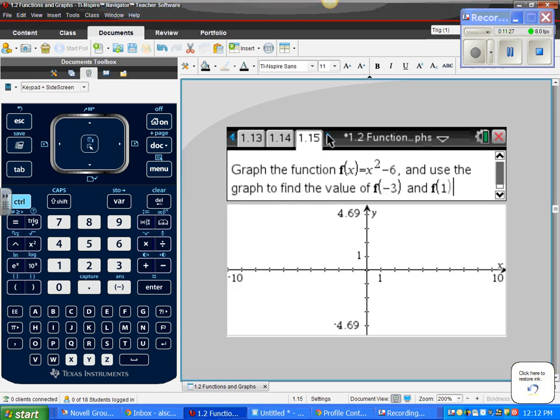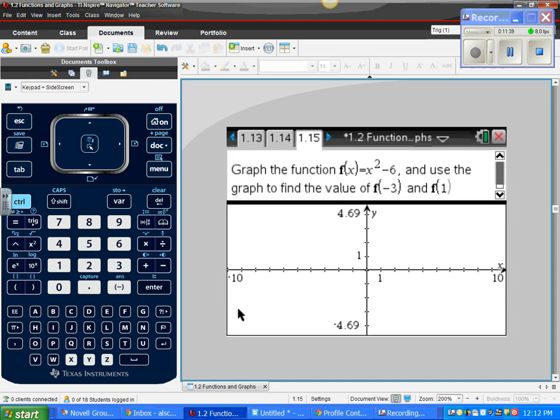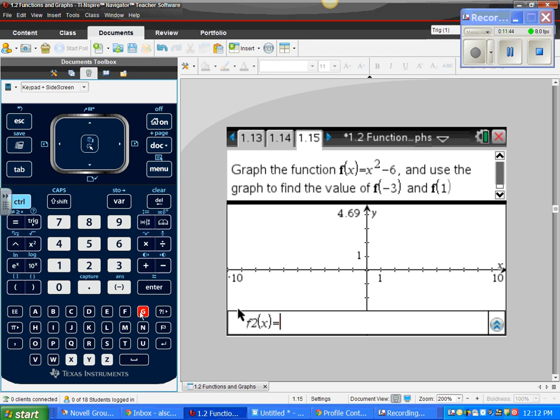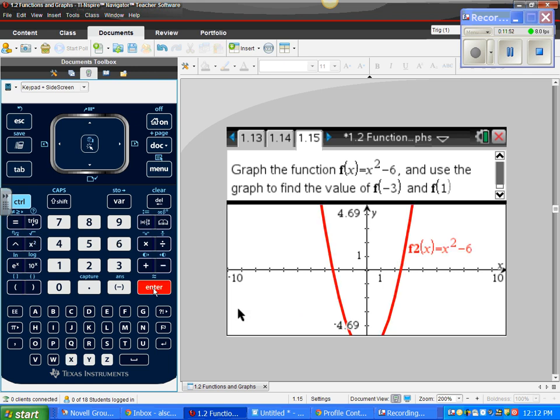All right, so graph the function f of x equals x squared minus 6 and use the graph to find the value of f of negative 3 and f of 1. So the first thing we're going to do is we're going to go down here, we're going to graph this. Now, we know it's a quadratic, so we know we're going to be looking for a parabola. To bring up that function line, you're going to hit Control G. Okay. We're going to graph our function, x squared minus 6, and we get this.